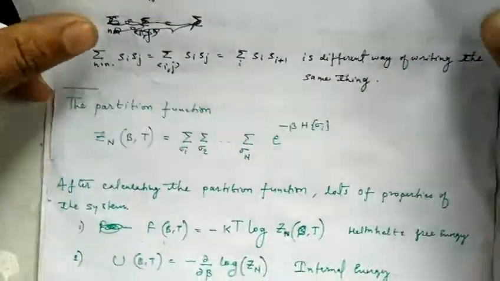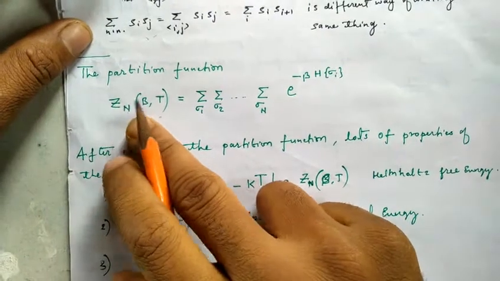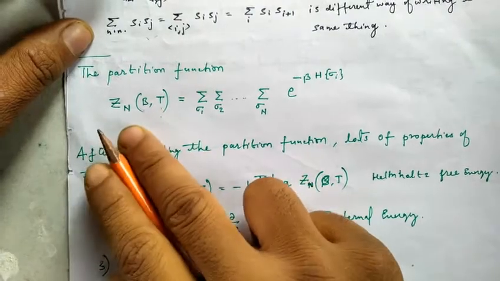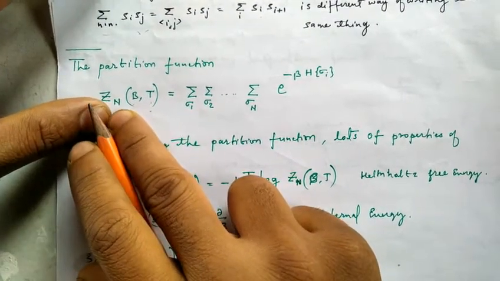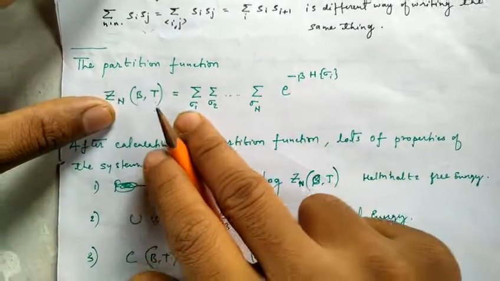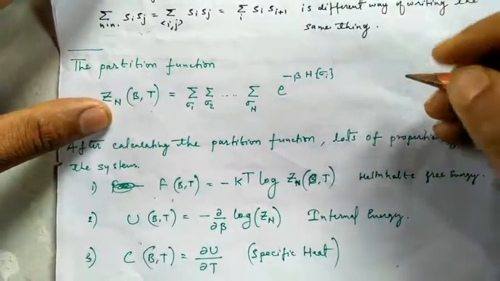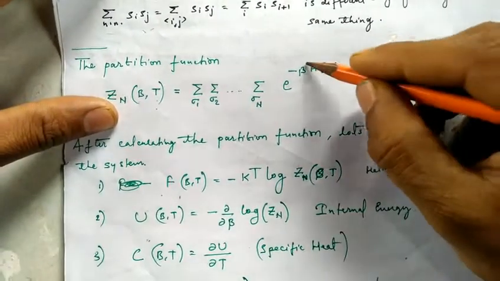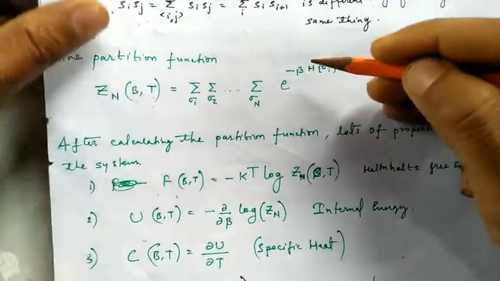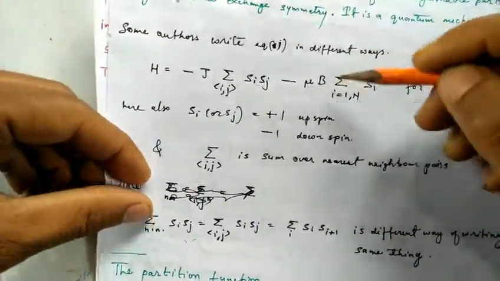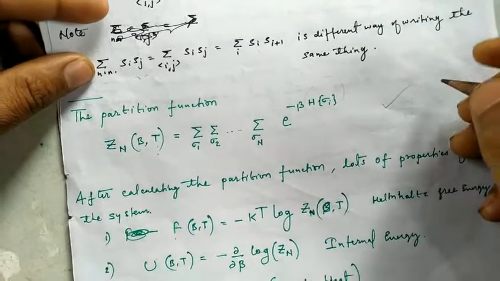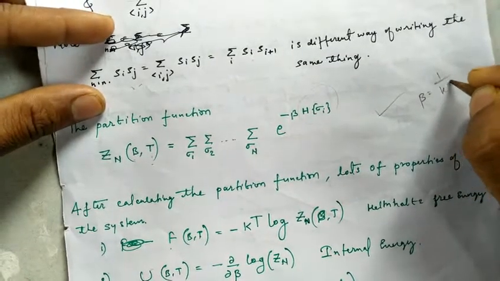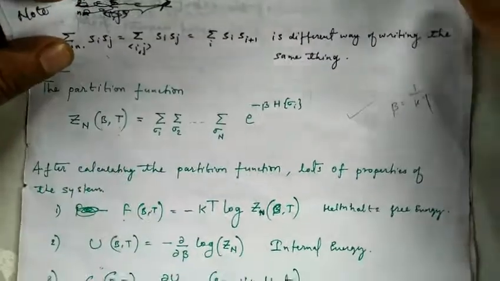This partition function depends on the magnetic field B and the temperature T, and it has been written for n Ising spins. You can see the way of writing it, and if you want, you can memorize this basic equation. Here you see the Hamiltonian of the Ising model, which we have already explained, and beta is just equal to 1 over kT. That is called the beta parameter in thermodynamics.